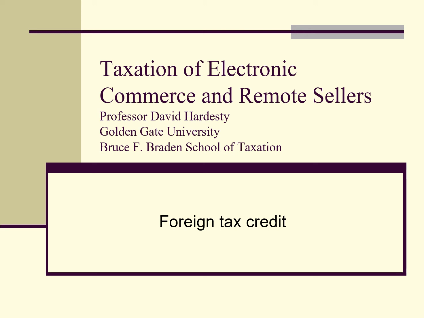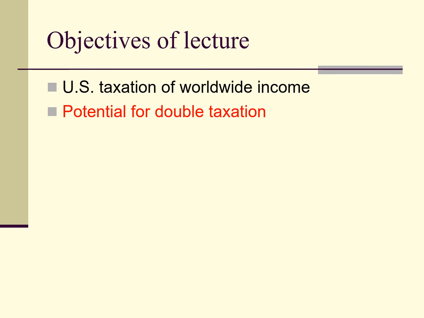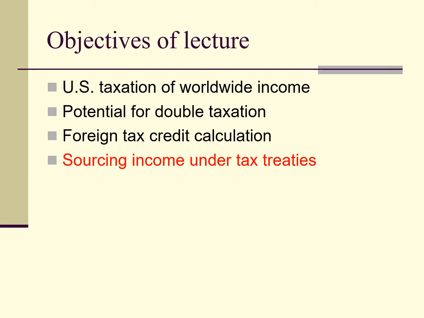We complete our discussion of outbound taxation of electronic commerce with a look at the foreign tax credit. Here are the objectives of this lecture. To understand the U.S. approach to taxation of worldwide income of U.S. taxpayers, understand the potential for double taxation of income, understand the basic rules for calculating the foreign tax credit, and understand the special rules for sourcing income where there is a tax treaty.